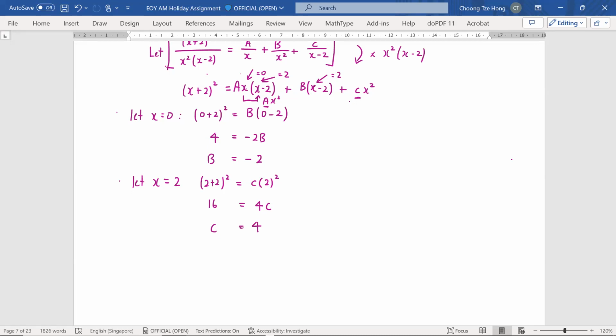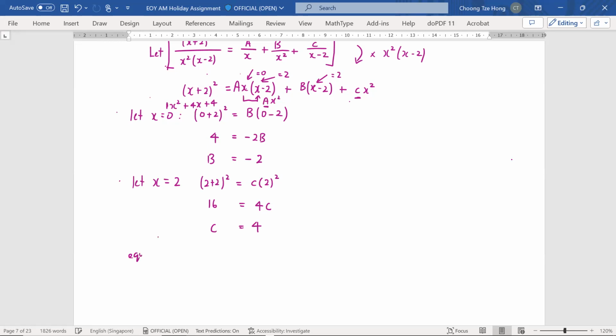But let's question ourselves: what is the coefficient of x squared on the left side? If you can't see it directly, you can expand out x plus 2 squared. So you end up with x squared plus 4x plus 4. So the coefficient of x squared will actually be 1. So let's equate the coefficient of x squared now to find a.